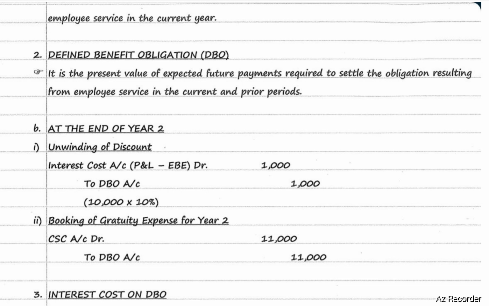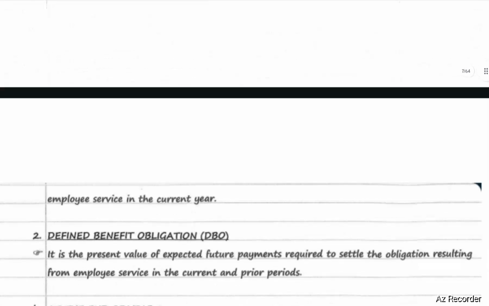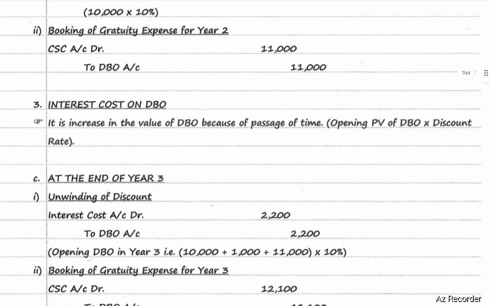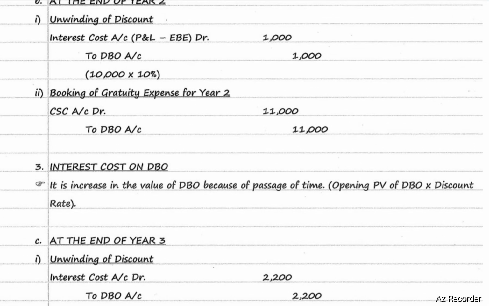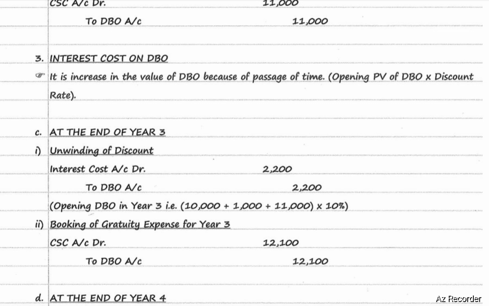Booking of gratuity expense for the year 2. The entry will be current service cost account debit to defined benefit obligation account 11,000. Here this is 11,000. So on we will do the procedure. Next, interest cost on defined benefit obligation. It is the increase in value of defined benefit obligation because of passage of time. How to calculate the interest cost on DBO? Opening present value of DBO into discount rate.